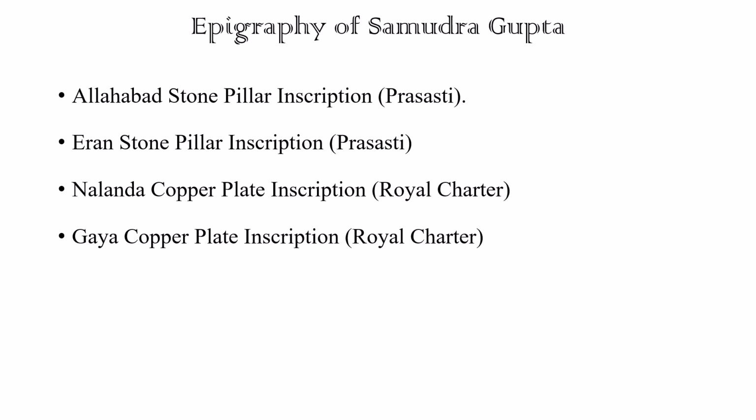Now I start with Samudragupta. Four inscriptions are available for Samudragupta: the Allahabad stone pillar inscription and the Eran stone pillar inscription, both are prashasti of Samudragupta; the Nalanda copper plate inscription and the Gaya copper plate inscription, both are royal charters. In this video, I only discuss the Allahabad stone pillar inscription because this topic is very lengthy, and after that I will discuss the rest of the epigraphy of Gupta dynasty.